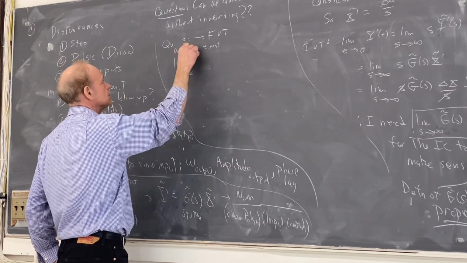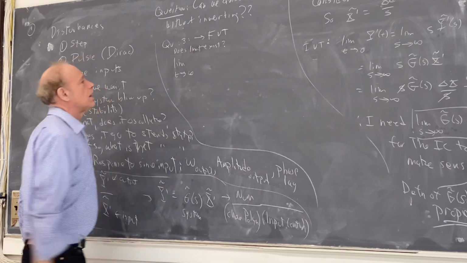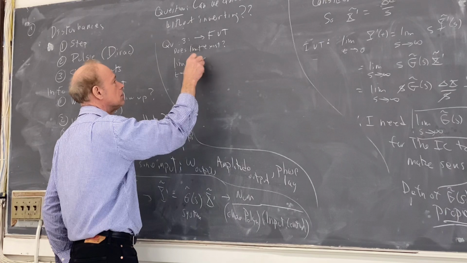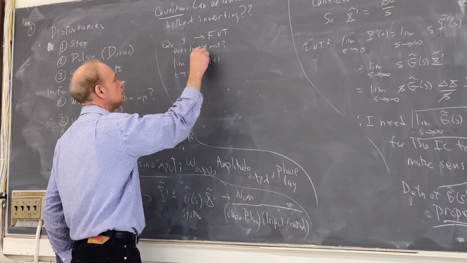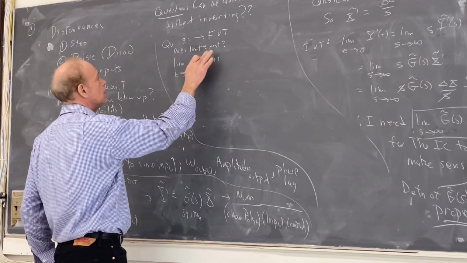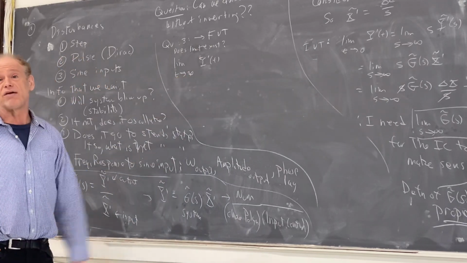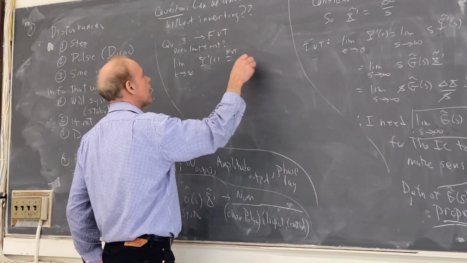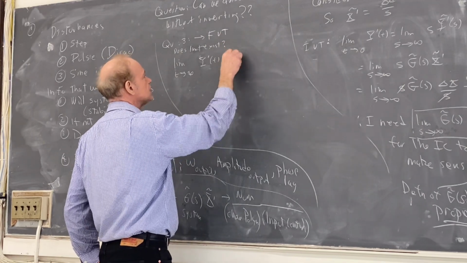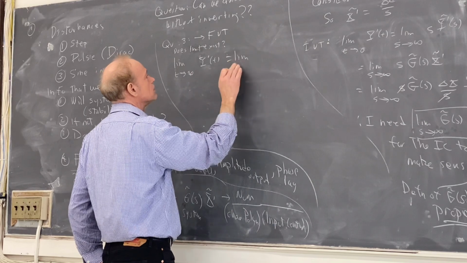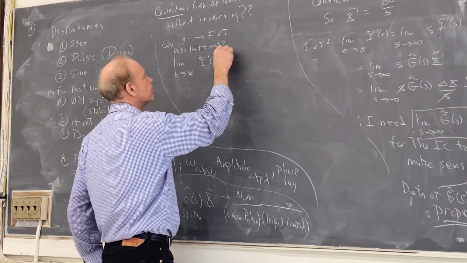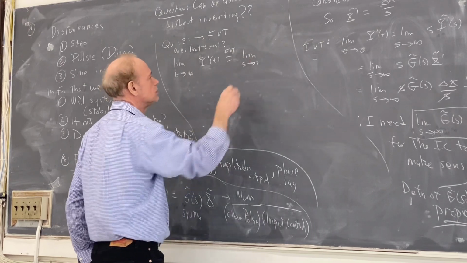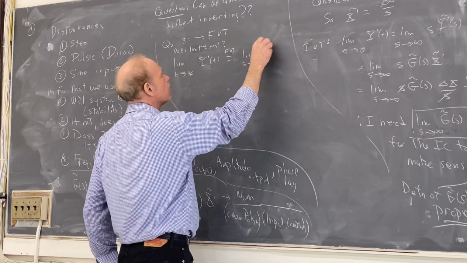Does the limit exist, of some answer, say y prime tilde of t? I want to know, does this thing exist? And if so, what is it? Well, from the final value theorem, this is the limit as s goes to 0 of y prime tilde of s.